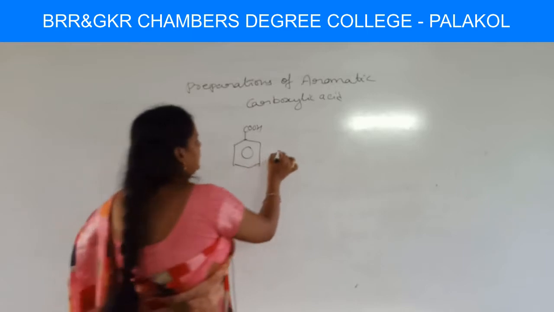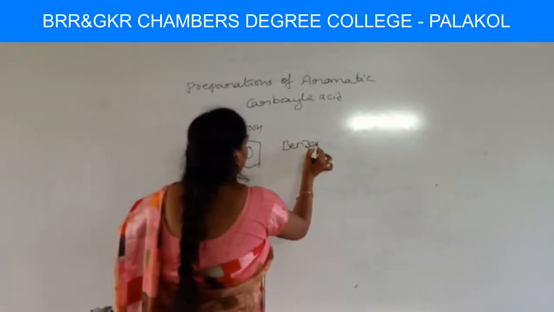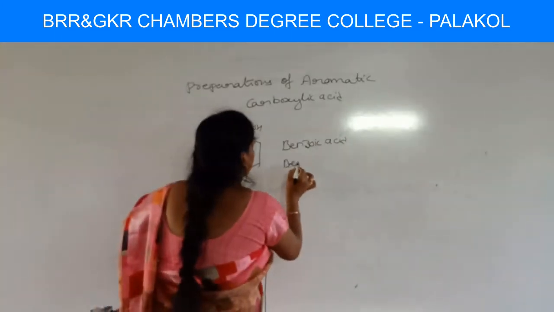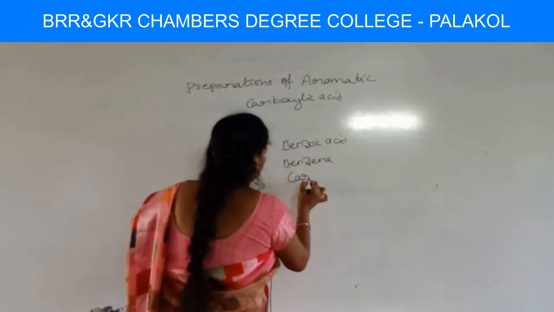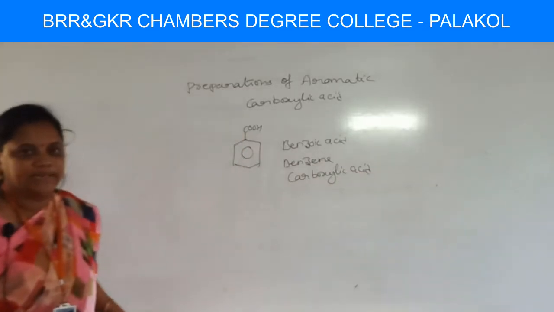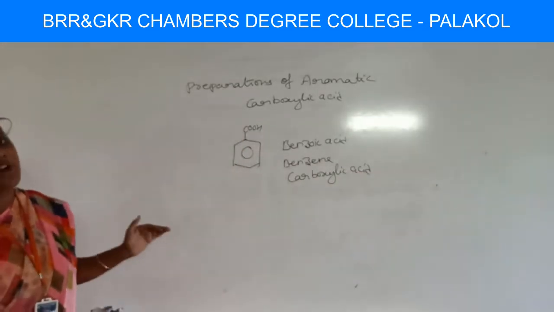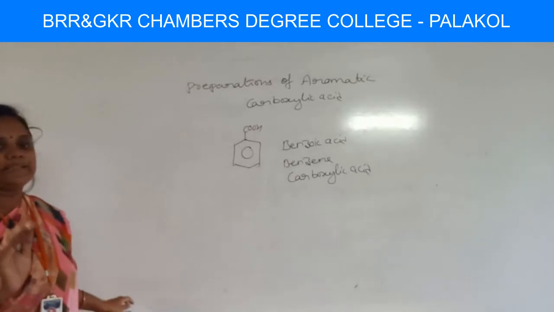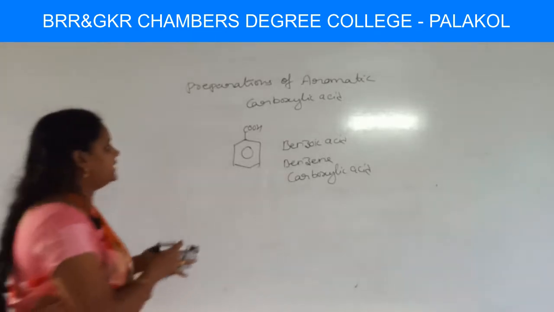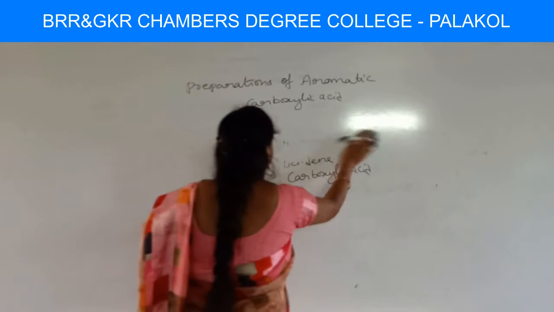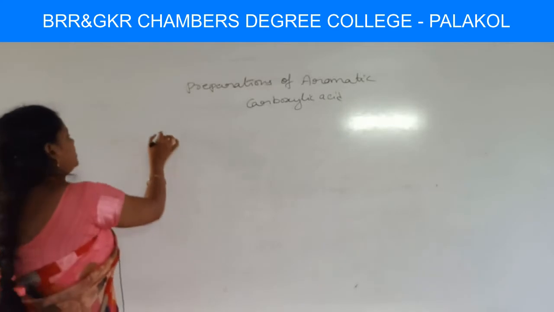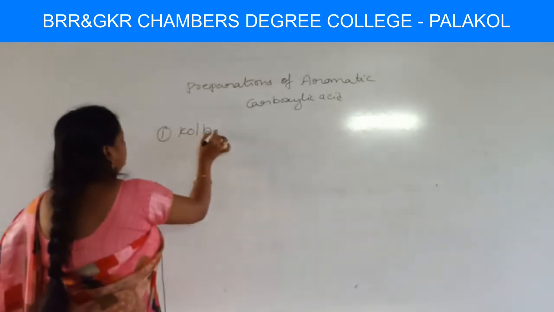The name of this acid, commonly we call it benzoic acid, and the IUPAC name is benzene carboxylic acid. Benzoic acid and benzene carboxylic acid. Okay, let us prepare this benzoic acid using various starting materials. Okay, students, let us start the preparations. Okay, the first preparation is the Kolbe reaction.